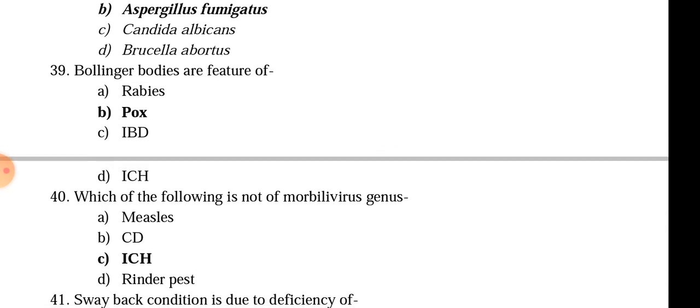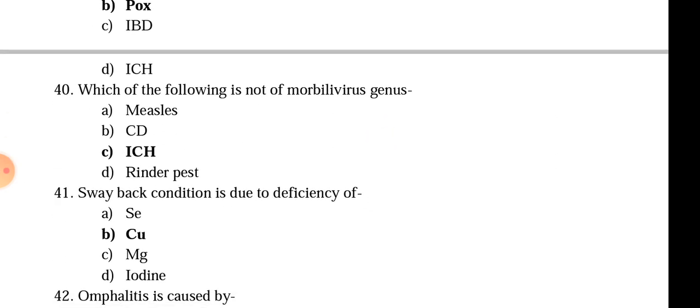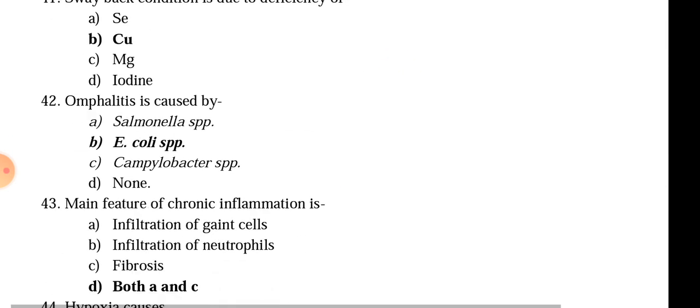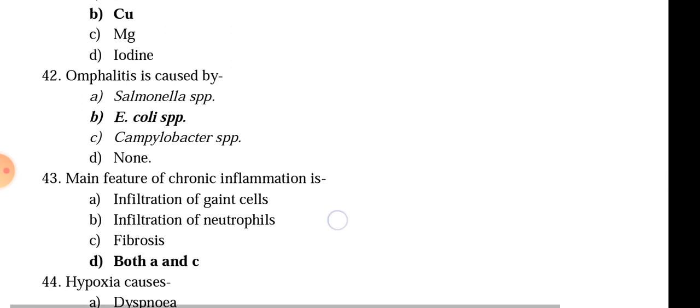Which of the following is not caused by morbillivirus? ICH is not caused by morbillivirus. Measles, canine distemper, and rinderpest are caused by morbillivirus. Swayback condition is due to deficiency of copper. Omphalitis is caused by E. coli species. The main feature of chronic inflammation is infiltration of giant cells and fibrosis.